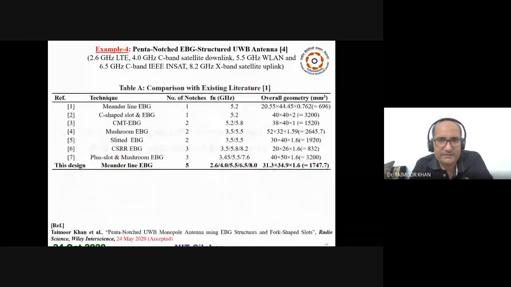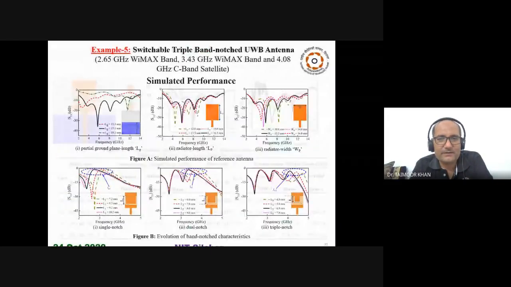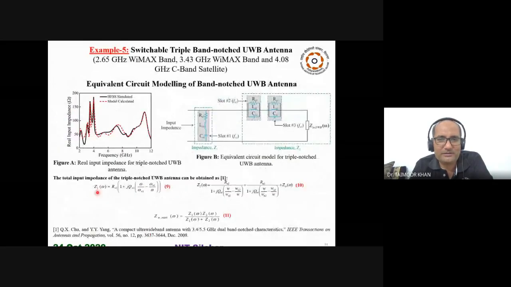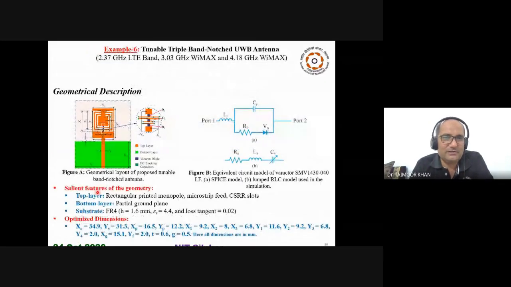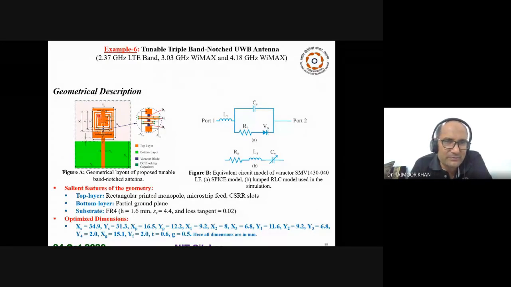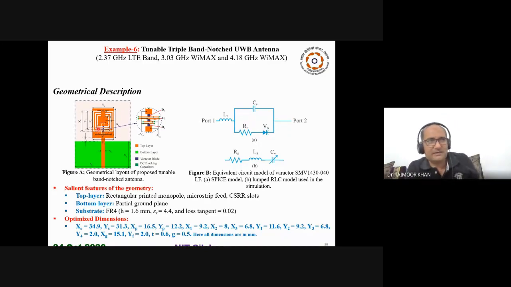Example 6, I think 6 or 7, yes, tunability. Like this shape, I have called it a complementary split ring resonator. Why is it complementary? If you take a copper strip in this shape, that is an SRR, split ring resonator, more or less similar to a metamaterial unit cell. And it is the reverse of that, because in this shape you have a dielectric region, not a copper region. That's why it is a complementary split ring resonator. That is the fundamental difference between CSRR, SRR, and EBG unit cell.